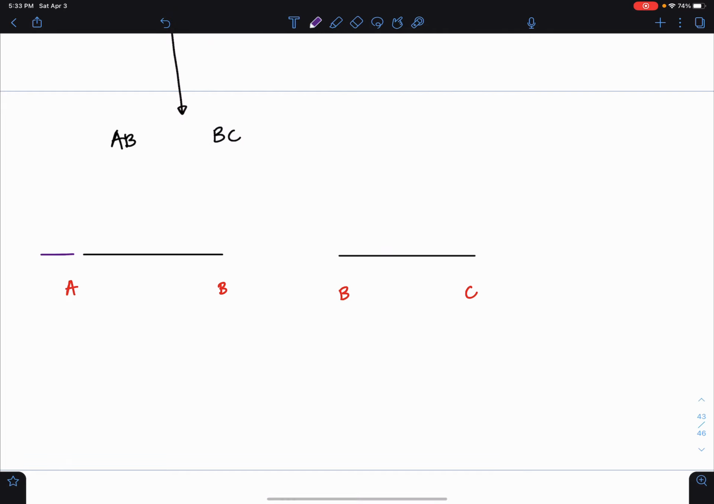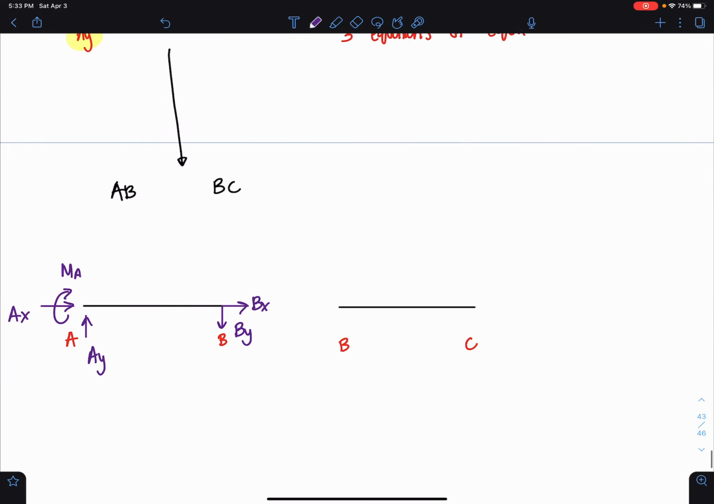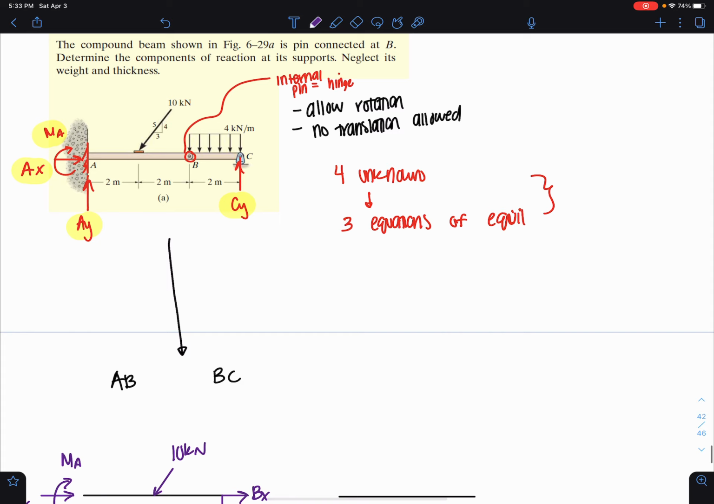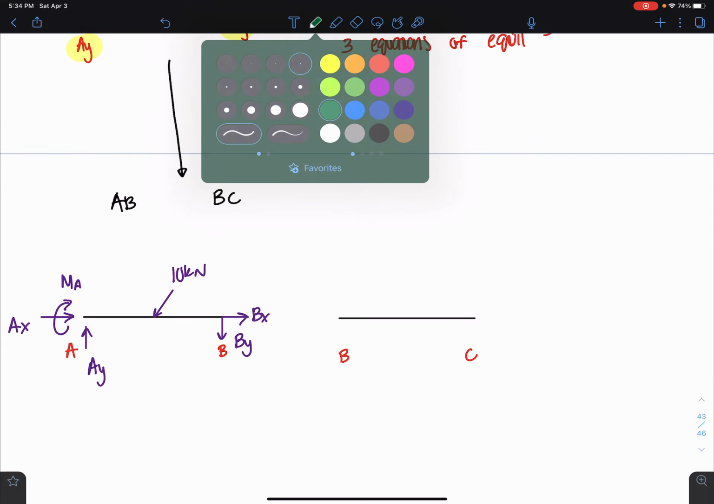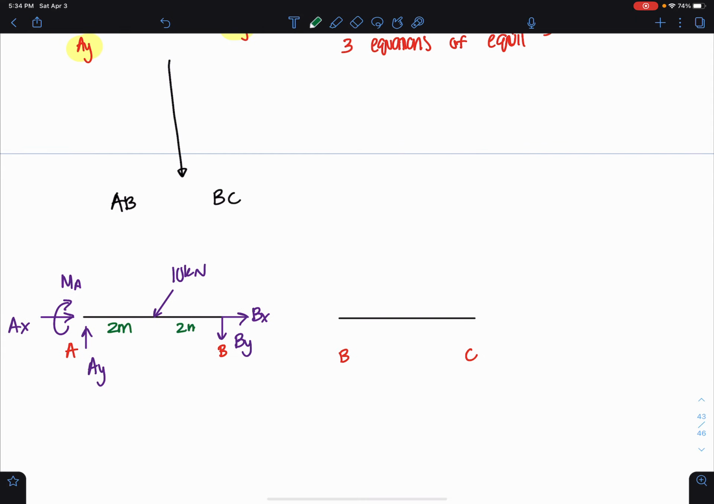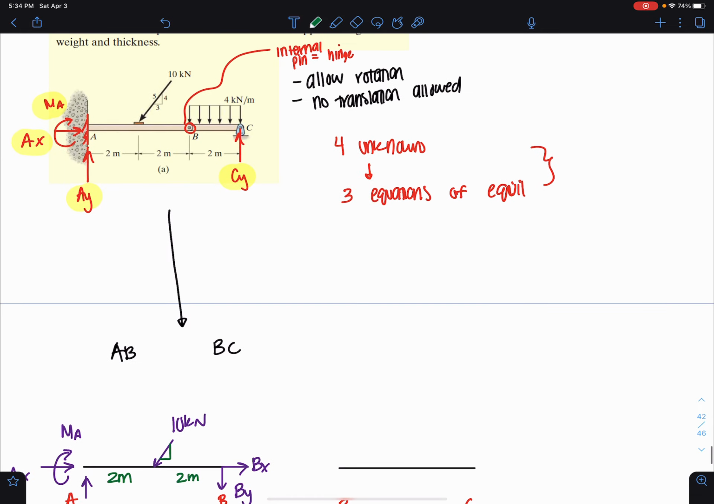So here again, I'm going to redraw these. We have an AX, an AY, and we have an MA. We also have a BX, we have a BY, and we have a 10 kilonewton load on this system. And that acts at 2 meters away and 2 meters away. And it is a 3, 4, 5 triangle.